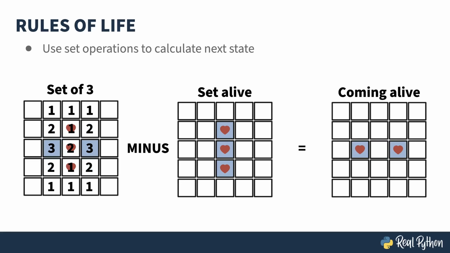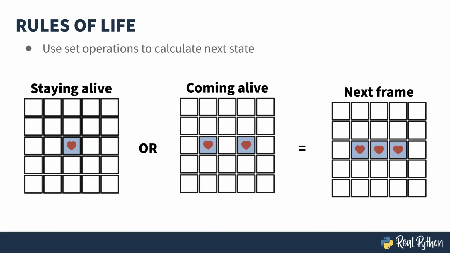Of course, that only handles those cells that are staying alive. What about those that are coming alive? On the left, I have all the cells that have exactly 3 neighbors, once more highlighted in blue. Then in the middle, I have everything that is currently alive. As reproduction only happens for dead cells, I subtract the middle from the left to produce the 2 cells that are dead but coming alive.